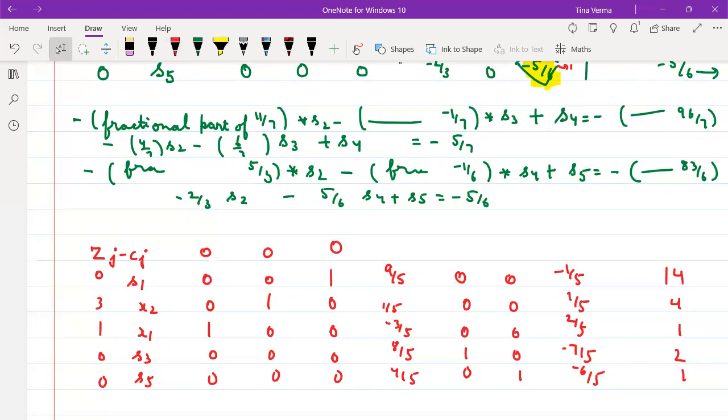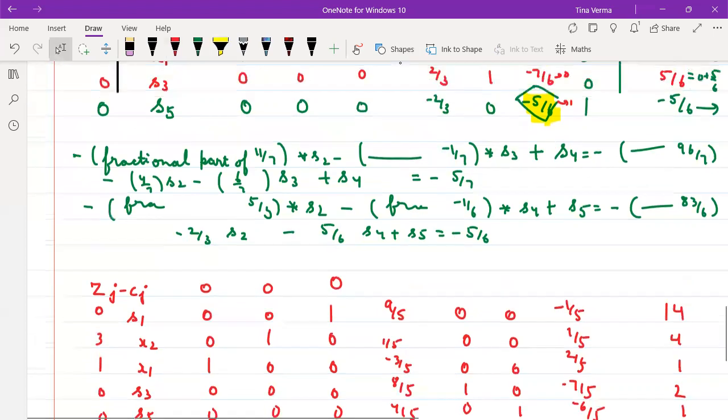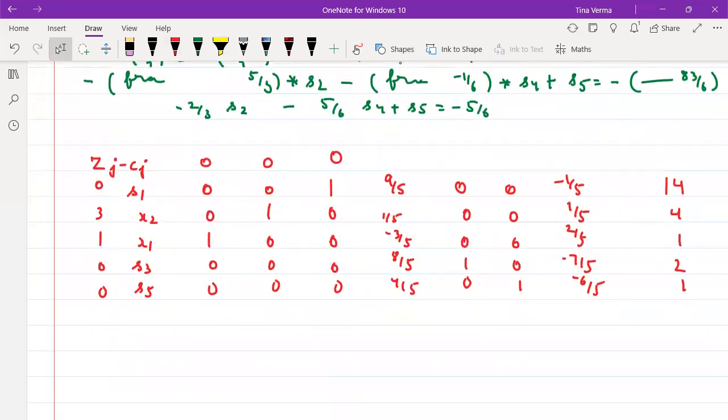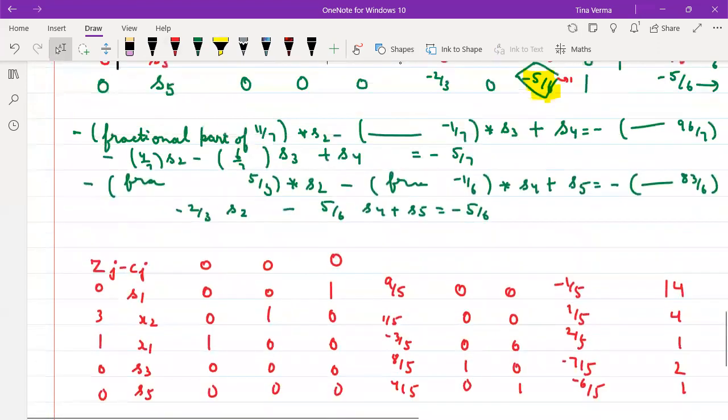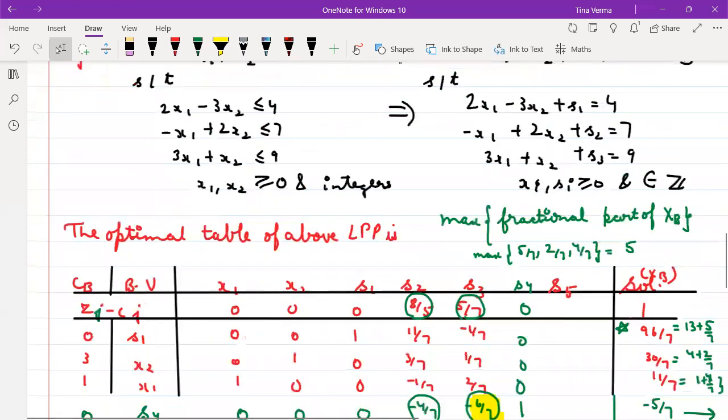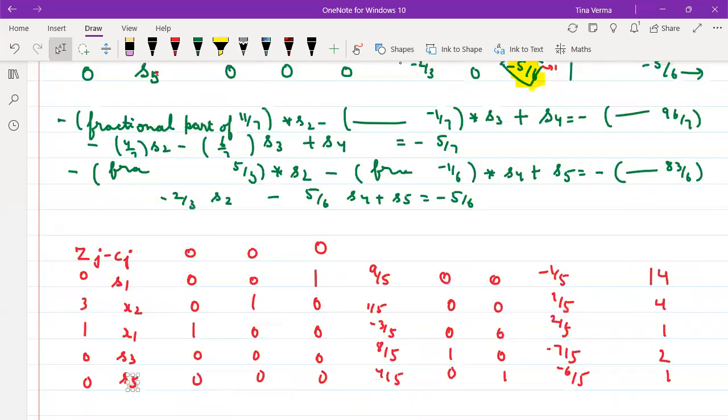where? S4, no, we added a new variable, so which variables did I have earlier? Which entering did we choose? S4. So now you can find here, these entries are coming as 13.